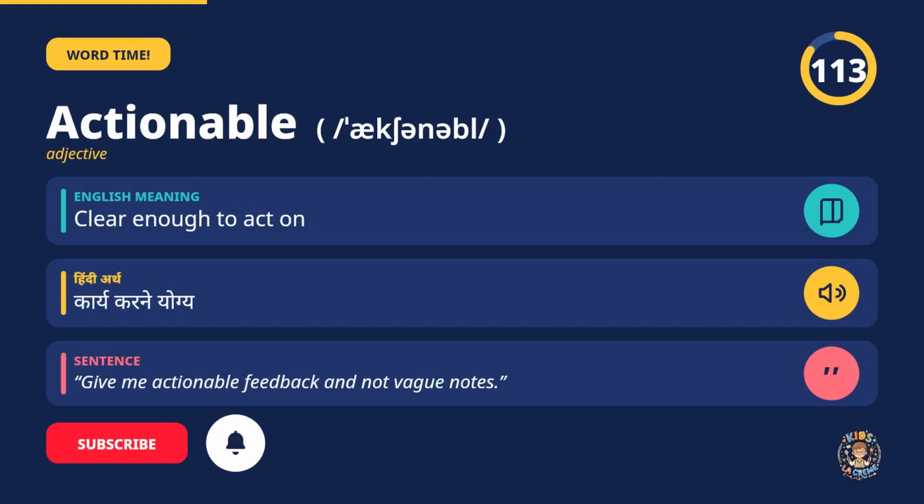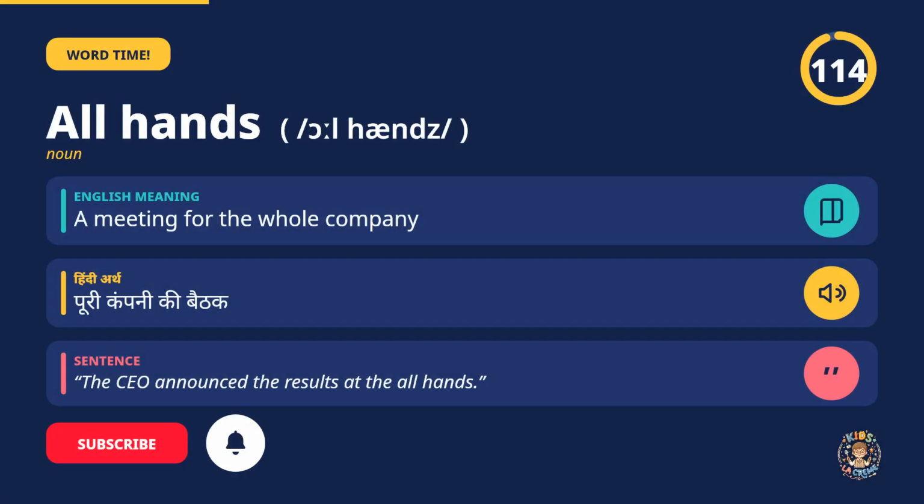Actionable. Clear enough to act on. Give me actionable feedback and not vague notes. All hands. A meeting for the whole company. The CEO announced the results at the all hands.